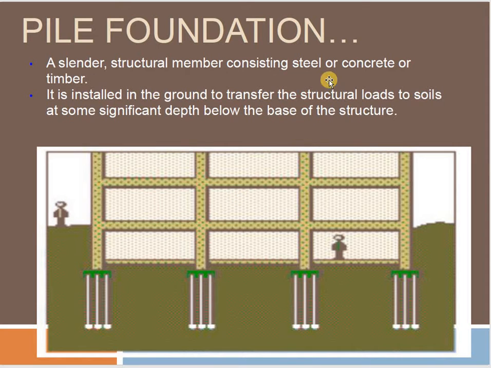Now here you can see in this figure what a pile foundation actually is. It is a slender structural member, which can be steel, concrete, or even timber. It is installed to transfer the loads coming onto the structure to a significant depth, such that you find the hard strata. We have seen shallow foundations of 2 meters, 3 meters, or even rafts of 3 to 4 meters, mat foundations, etc. But whenever you have to transfer the load to greater depths, like 30 meters, 40 meters, then you definitely go for pile foundations.